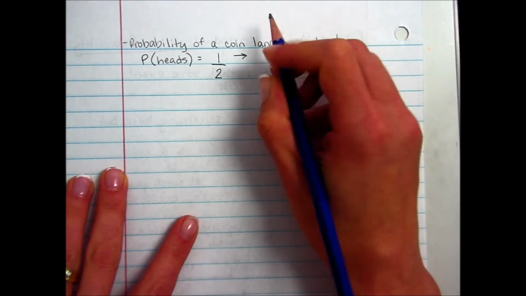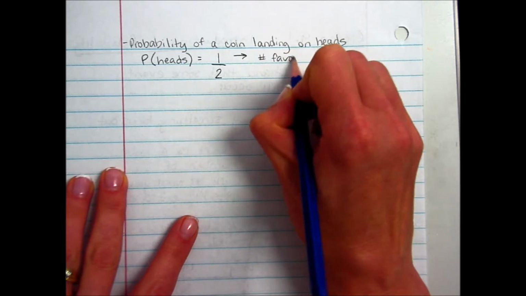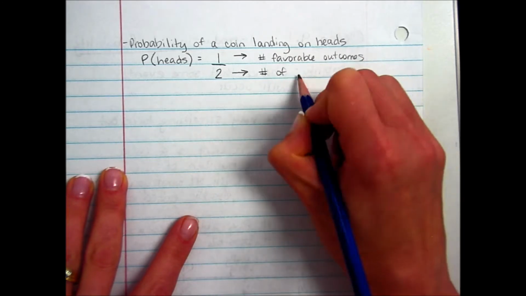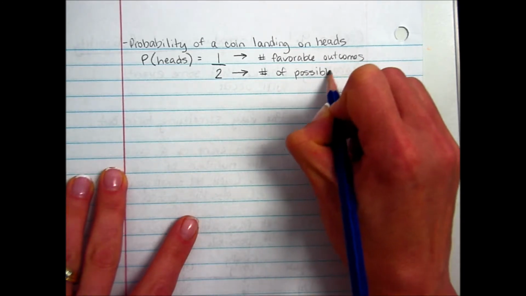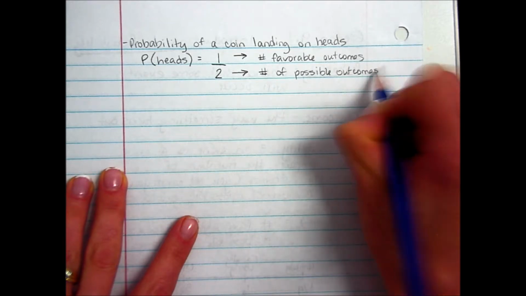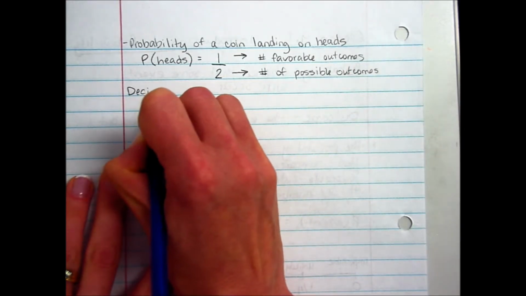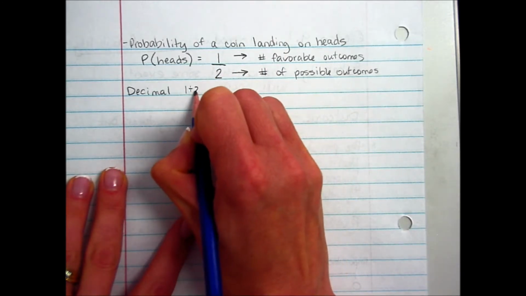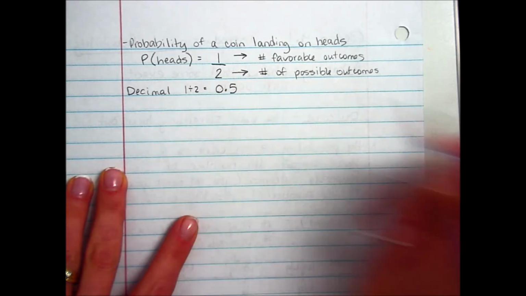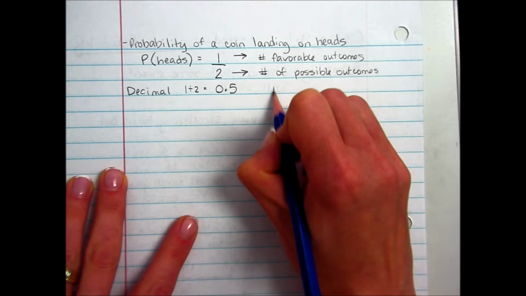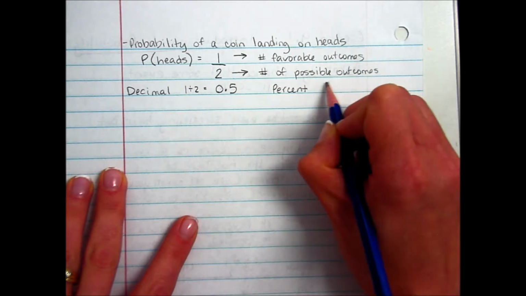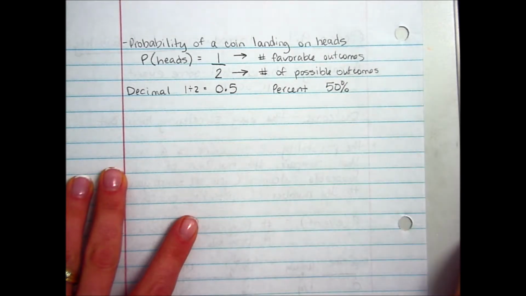So again, that one is the number of favorable outcomes. The two represents the number of possible outcomes. Okay, if we write this as a decimal, we would say 1 divided by 2, which equals 5/10. And then if we write this as a percent, bump, bump, that will give us a 50% chance of it happening.